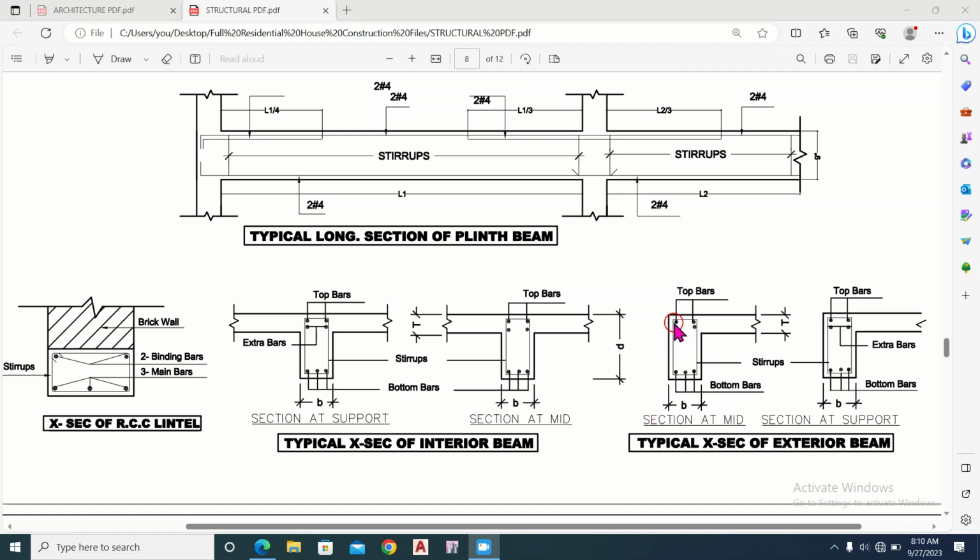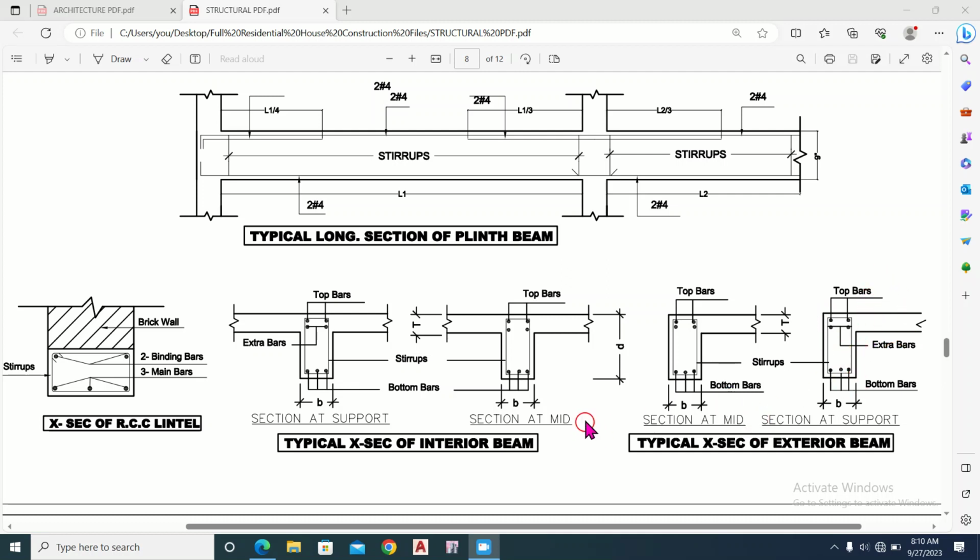And at the mid we have to not provide the extra bar at the top, but at the support this is the cross section of the exterior beam at the support. So at the support we have to provide the top extra bar to counter the negative bending moment. So this is the top main bars and this is the top extra bars, and this is the thickness of the slab and this is the width of the beam. It is monolithic with the slab.